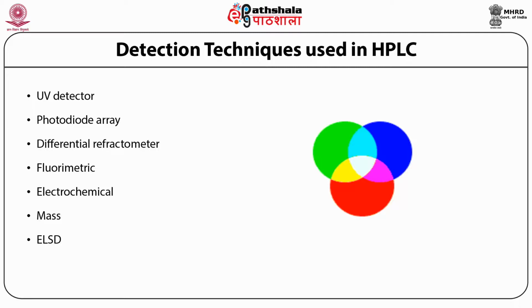Next comes the evaporative light scattering detector. This is again a non-specific detector used for compounds which do not have any specific properties. Especially plant extracts can be detected by ELSD, where we get non-specific peaks without any proper character. Light scattering is the principle employed here.